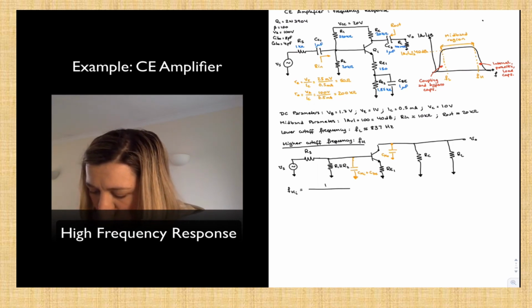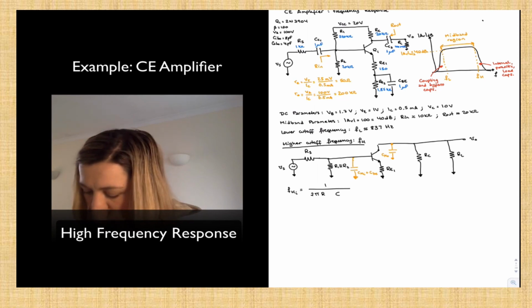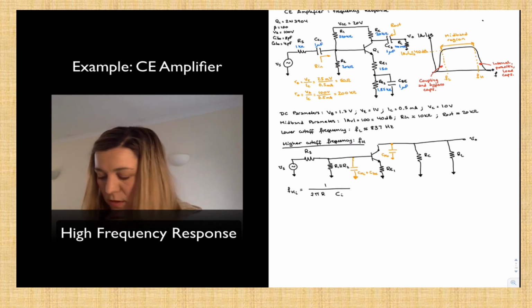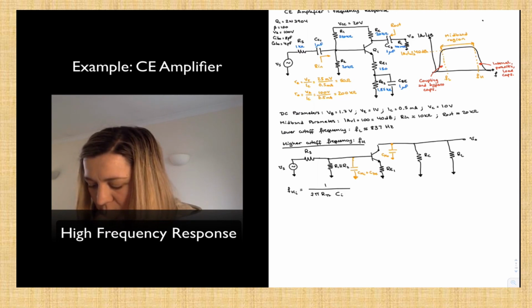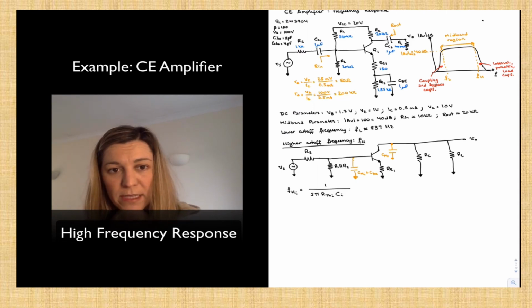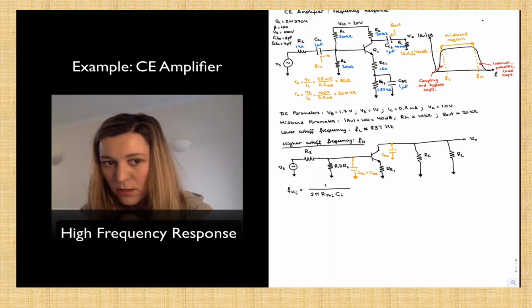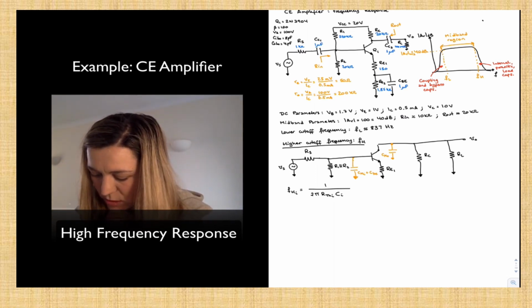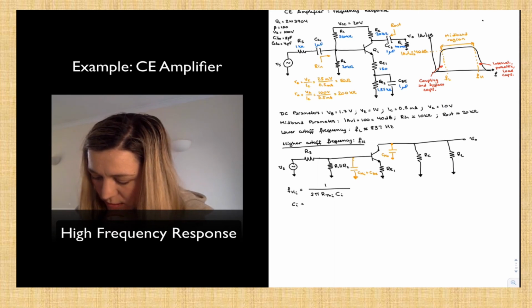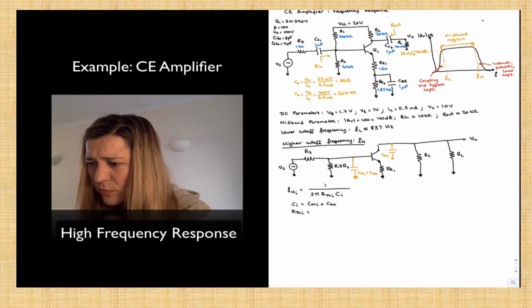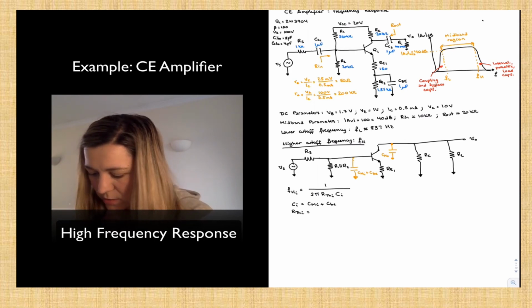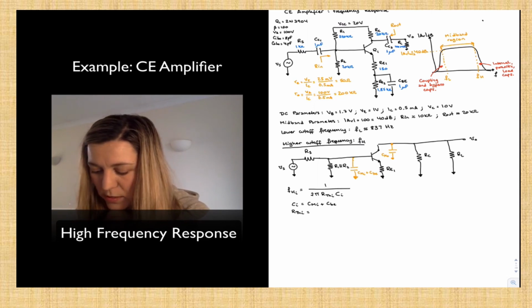Its value is going to be equal to 1 divided by 2 pi RC, where C will be my input capacitance, which I'm just going to refer to as C input. We'll calculate it separately. And R will be the Thevenin resistance connected to that input capacitance. So C input in this case is C Miller input plus CBE, and R Thevenin input is going to be whatever is connected to the capacitance, which will be RS.